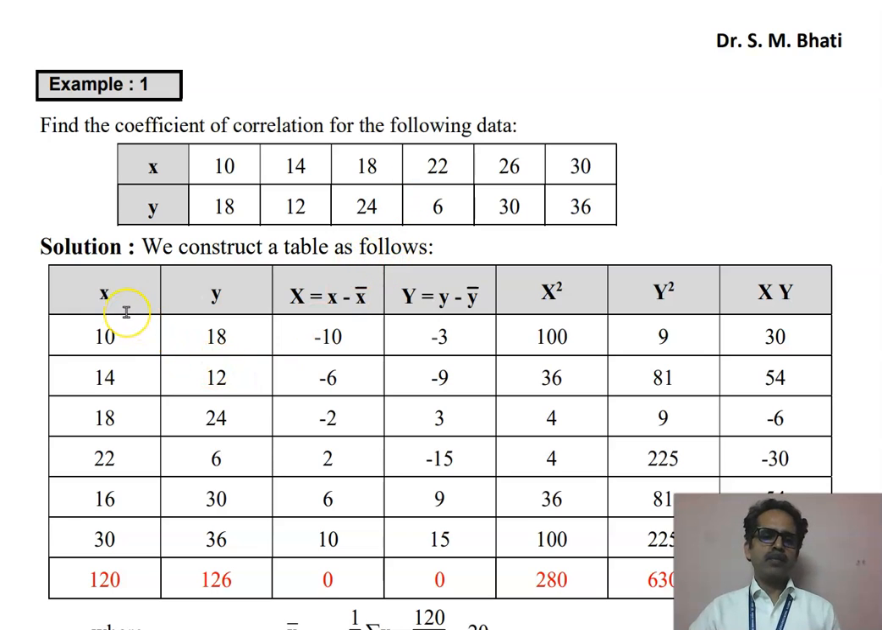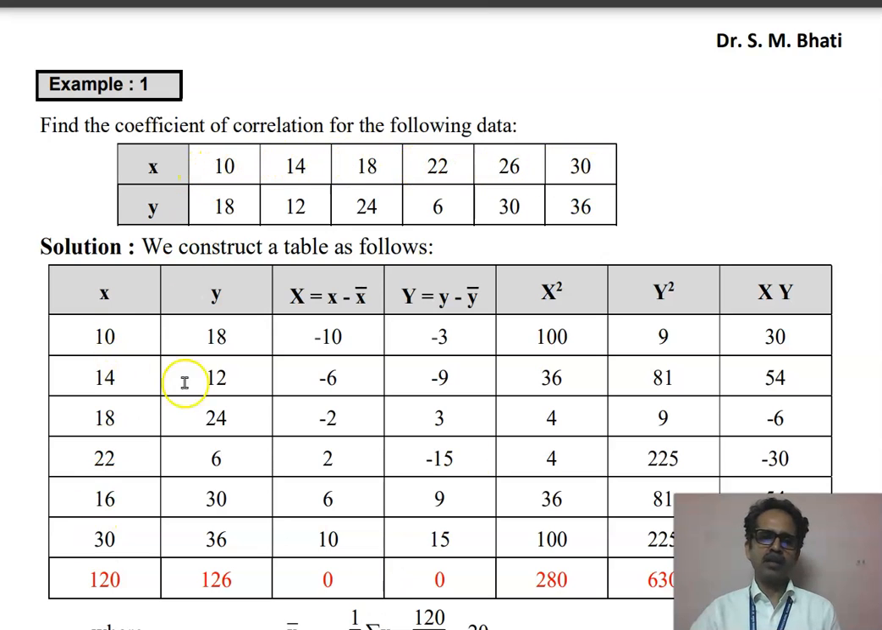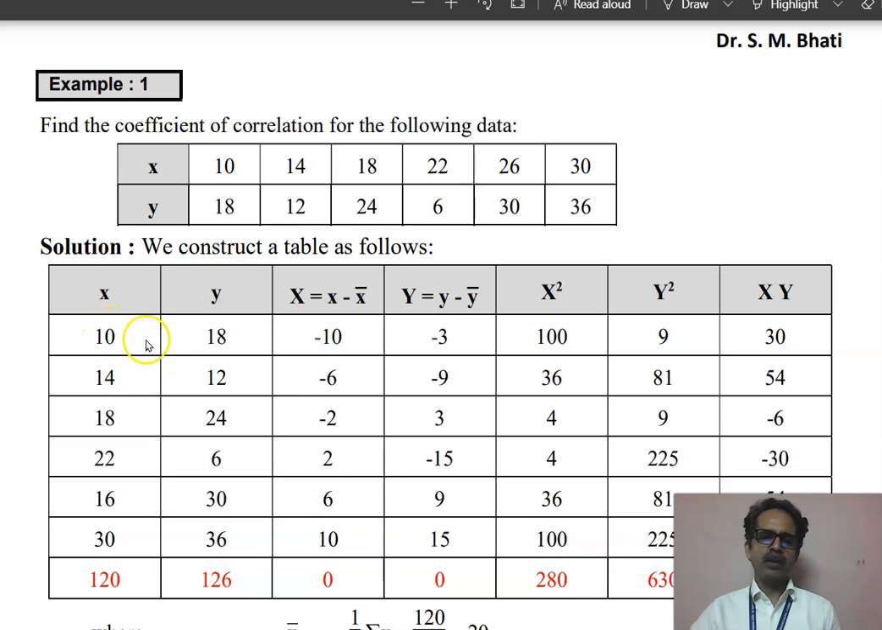This table contains the first column as x. Whatever the values of x are, we write those values in the same order column-wise, and then take the column sum. So here 10, 14, 18, 22, 26, and finally 30.